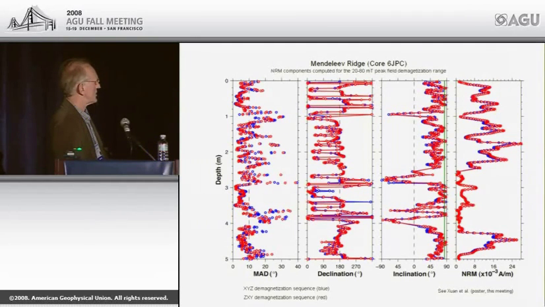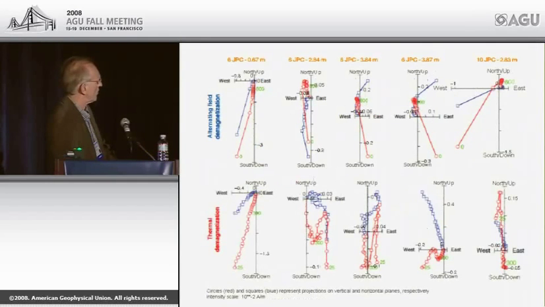So the question is then, what is the origin of these negative inclination component directions which we see in the late Bronze Age core from the Mendeleev Ridge? And the Zijderveld plots for this demagnetization, just some selected Zijderveld plots from this core.